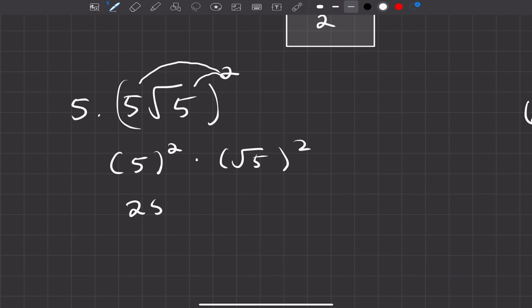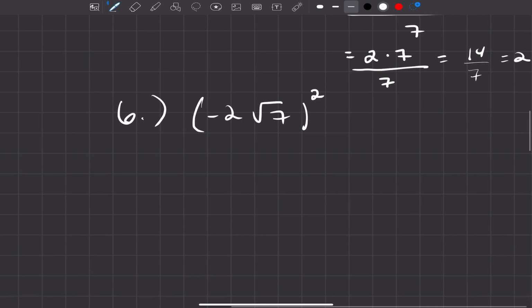5 squared is 25 times root 5 the quantity squared is just 5, because root 5 times root 5 is root 25, and root 25 is just 5. 25 times 5 is 125. That's the answer for number 5.